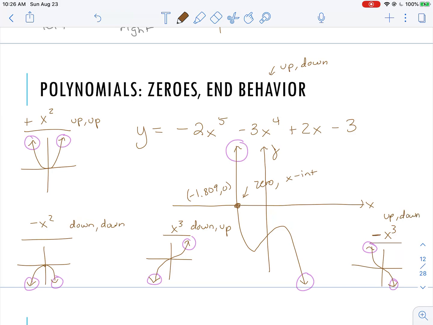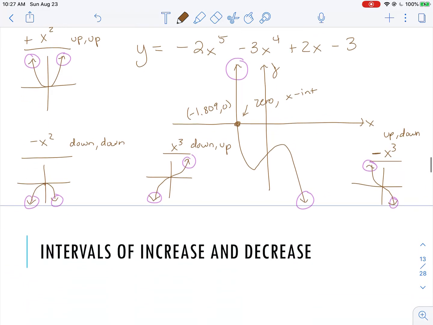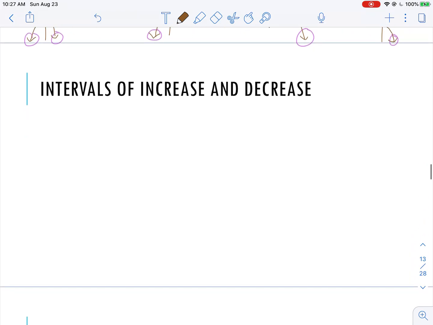So you could graph on Desmos, or you could just remember how to do it based on whether the exponent, the degree of the polynomial or the highest exponent, is even or odd, and then whether the leading coefficient is positive or negative. All right, intervals of increase and decrease.